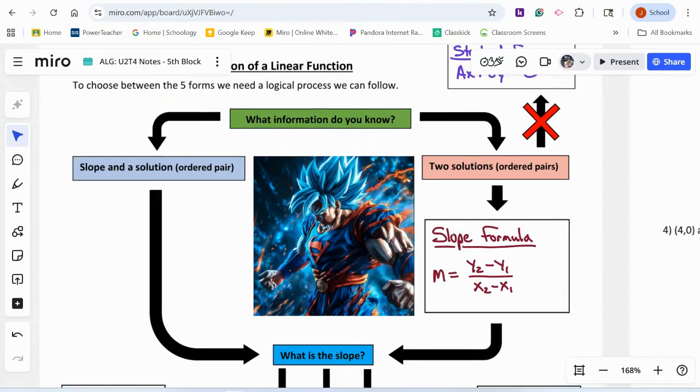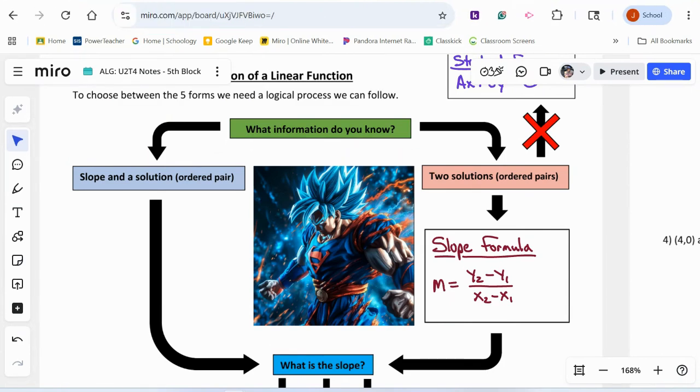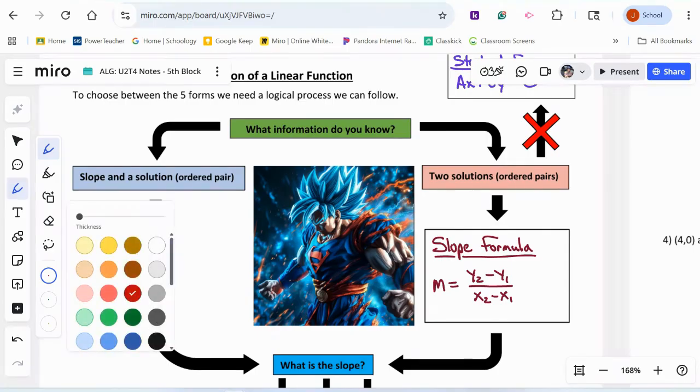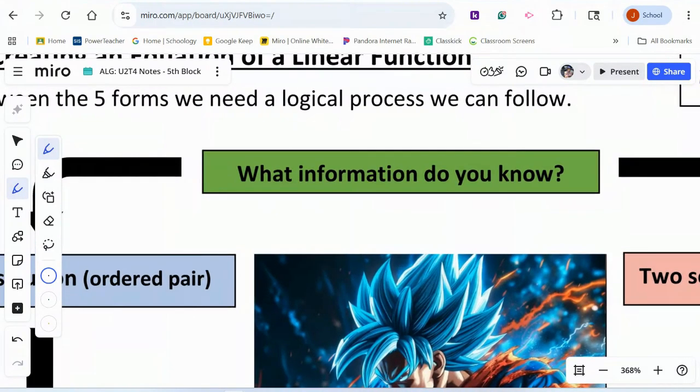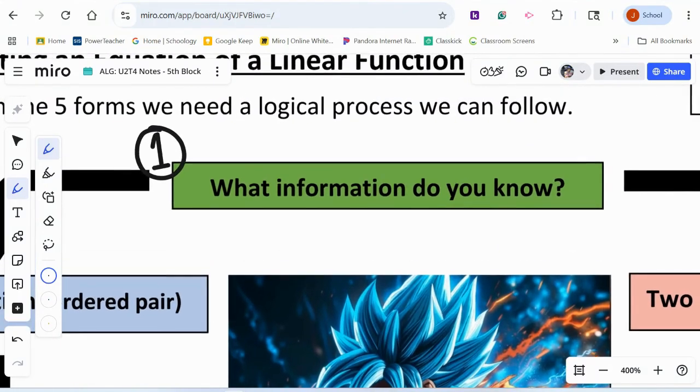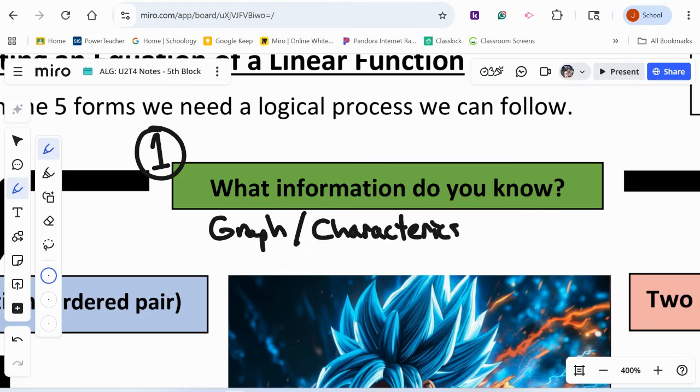So really, this boils down to three questions. The ability to decide which formula to do starts by asking yourself, what information do we know? All right, so this is the first question. And really, that information is either going to come from a graph, right? So you'll see some examples where we're going to give you the graph of the linear function, or it's going to come from some combination of characteristics, right? We kind of talked about this as the DNA of our functions.